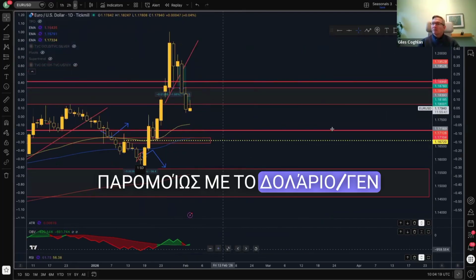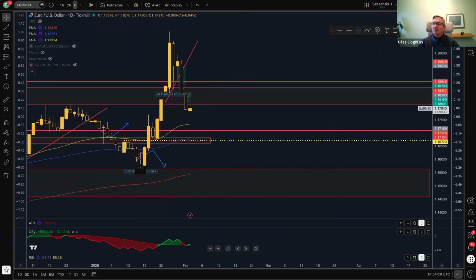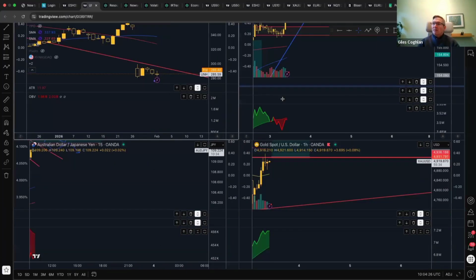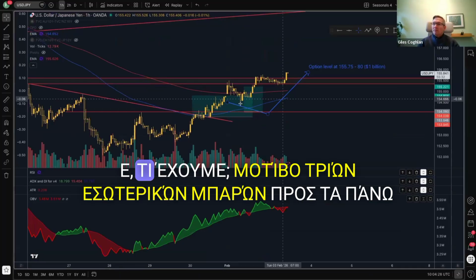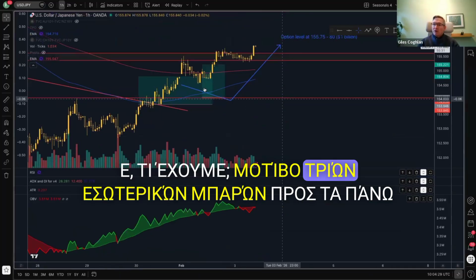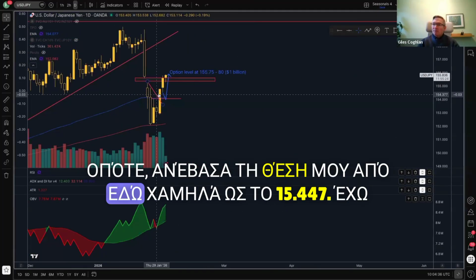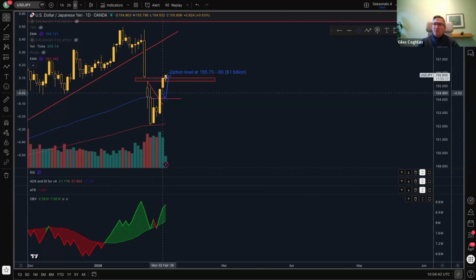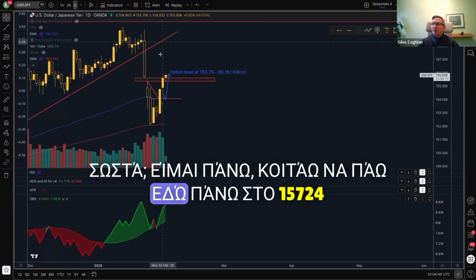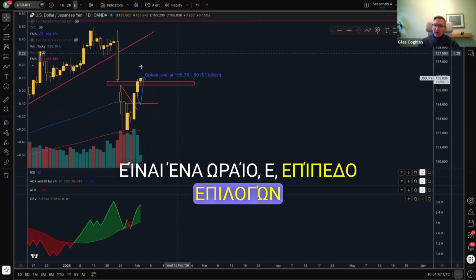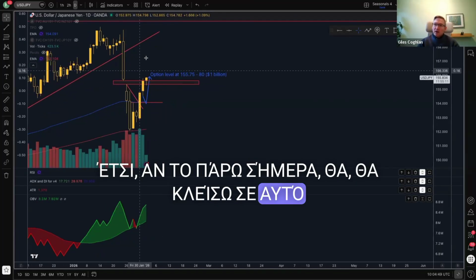Similarly with the dollar yen. Right, exactly the same. What do we have? 3 inside bar up pattern. So I brought my position from all the way down here up to the 154.47. I've locked in that profit. All right, I'm looking to go up here to this 157.24, which is a nice options level. So if I get there today, I'll be closing out on it.